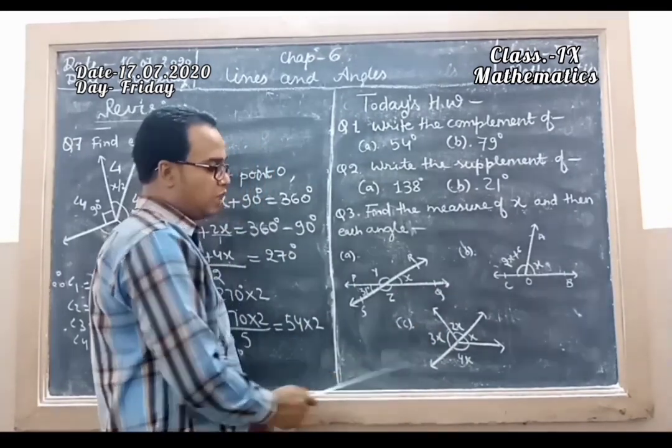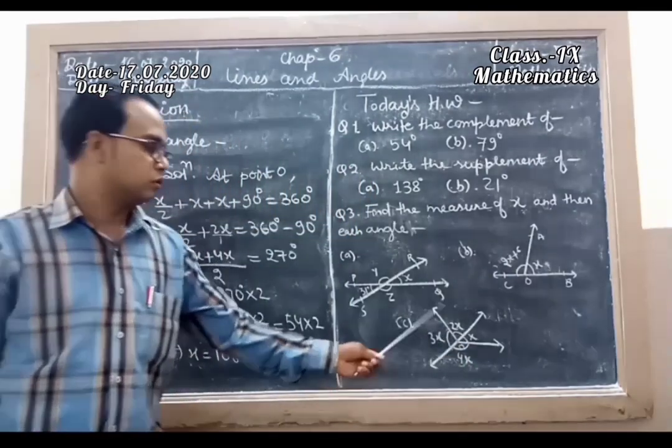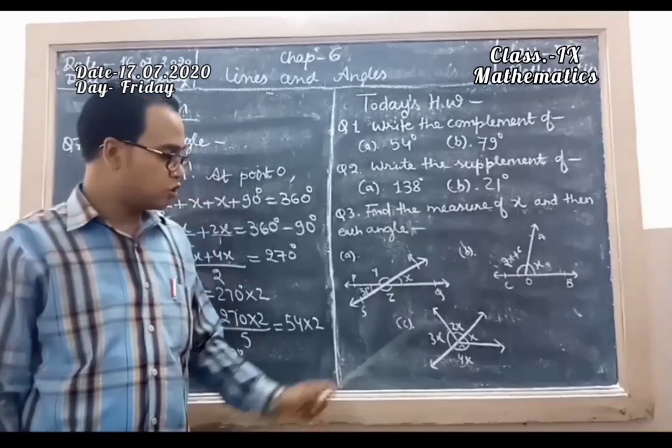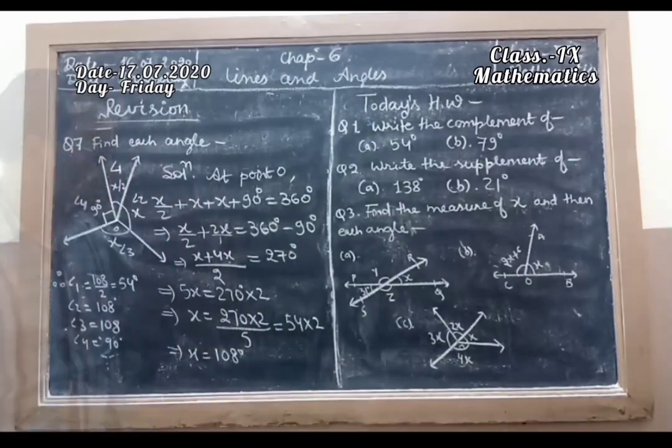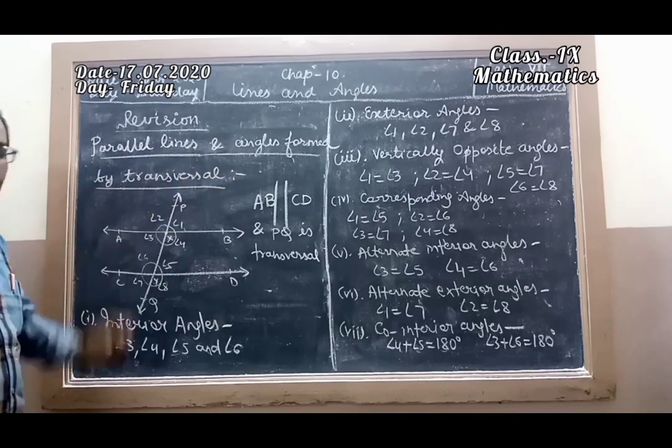Here again we use the concept of sum of angles made on a point. Sum of angles is equal to 360 degrees. First of all find x and then find each angle. Revise parallel lines and angles formed by a transversal.